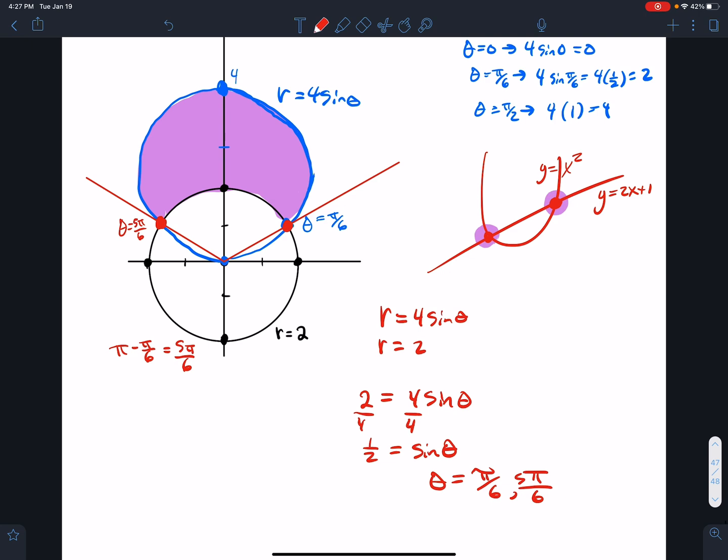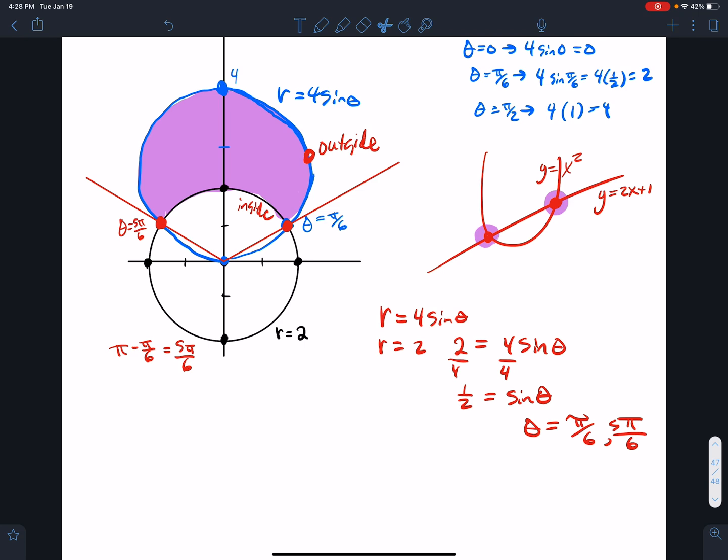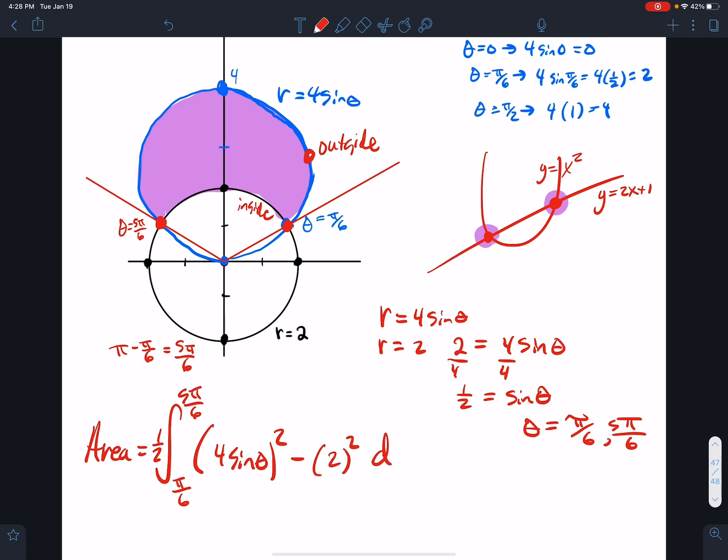So I'm going to integrate from pi over 6 to 5 pi over 6. And I'm going to sum all those wedges all the way around from pi over 6 to 5 pi over 6. And I do the outside minus the inside, squaring each piece. Okay? So let's do that. So the area is equal to the integral. So it's 1/2 the integral from pi over 6 to 5 pi over 6 of the outside squared, which is 4 sine theta squared, minus the inside squared, which is just 2 squared, d theta.